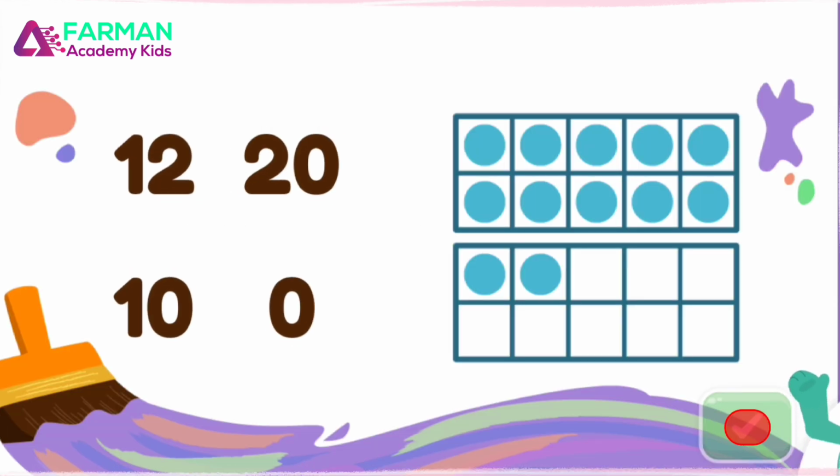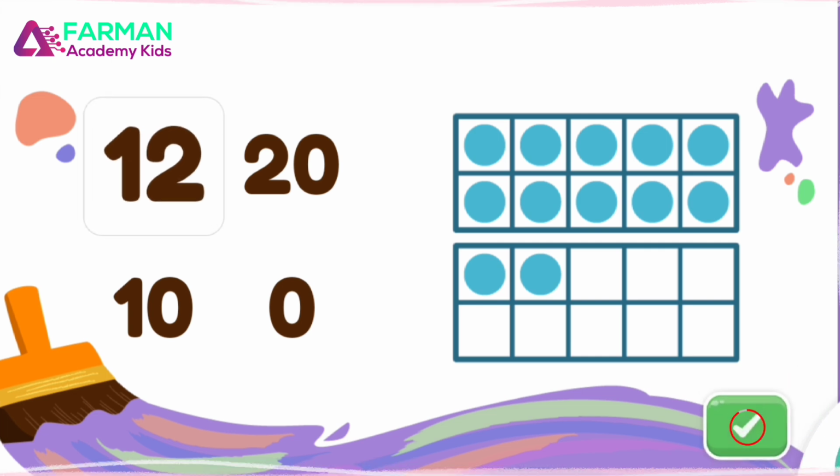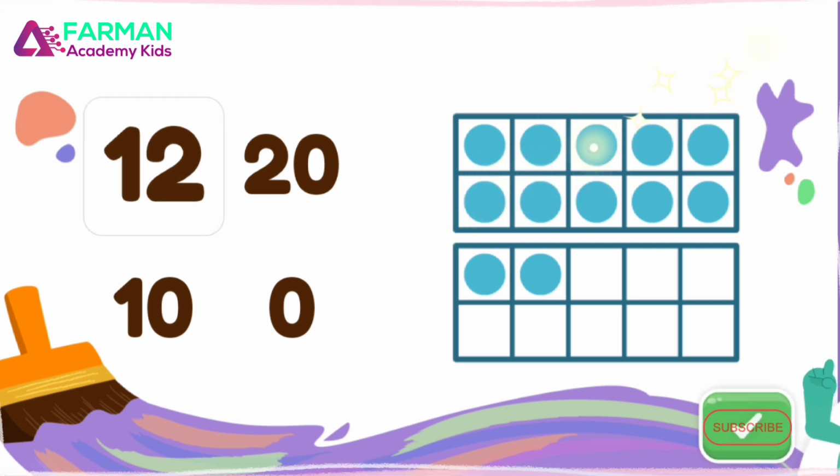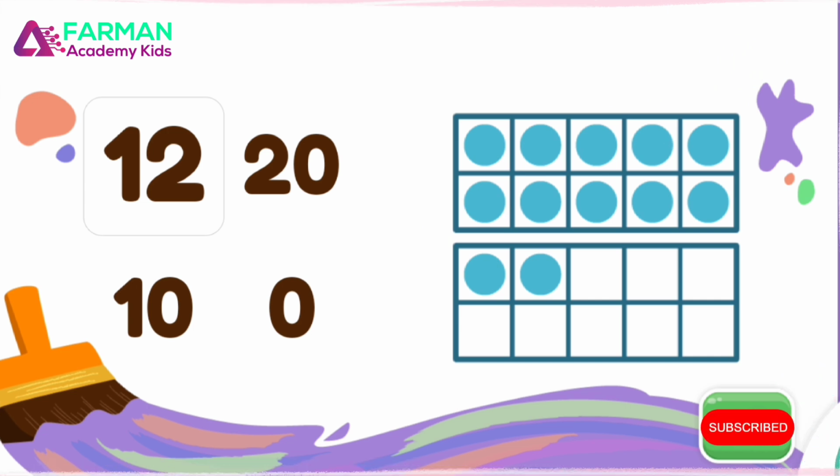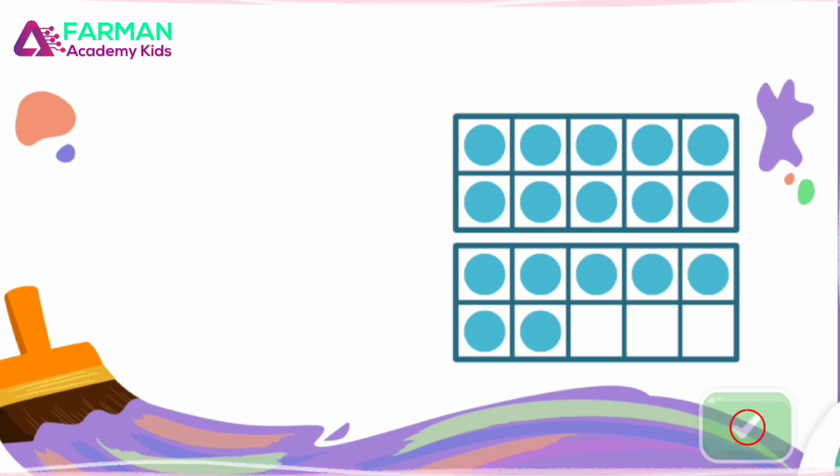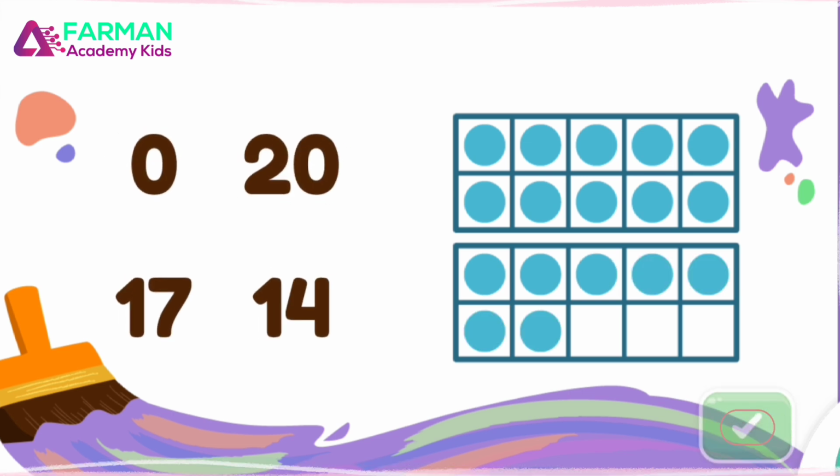Let's look at 10 frames. How many dots are in the 10 frames? Tap the number. There are 12. One 10 frame is filled, which makes 10. There are 2 in the other frame. How many dots are in the 10 frames?